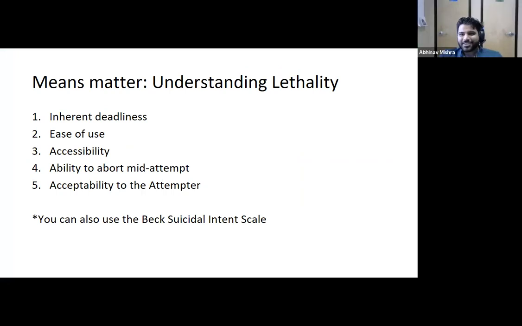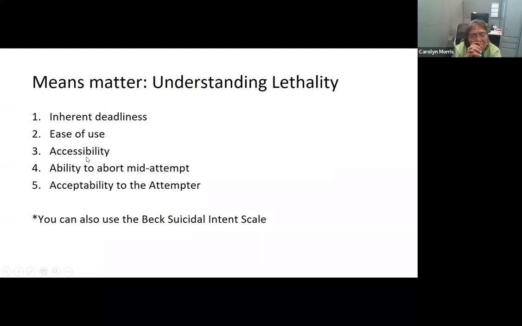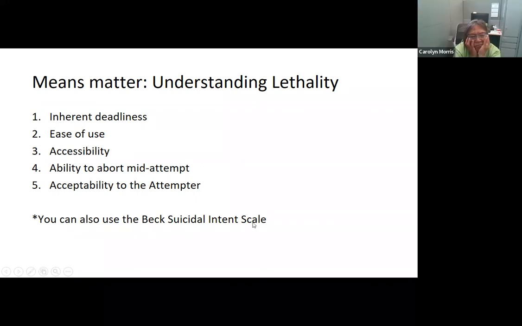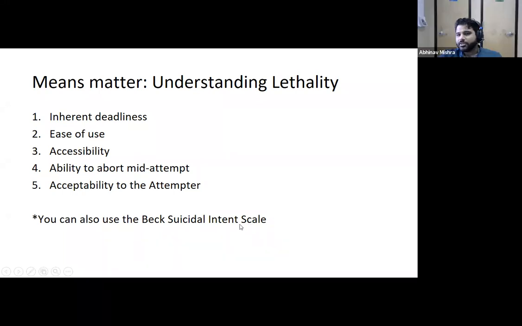Means matter. We need to understand the lethality of the method that our patients have. What is the inherent deadliness? What is the ease of use? What is the accessibility? What is the ability to abort mid-attempt? And is it acceptable to the attempter to have this means? One other way that you can actually see if the means are very lethal is using the Beck Suicidal Intent Scale. That's not something I included here. You can look it up on UpToDate if you really wanted to use that.